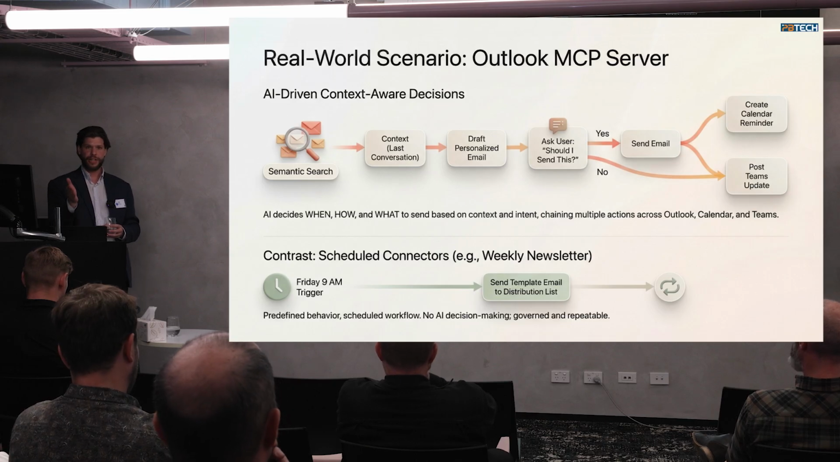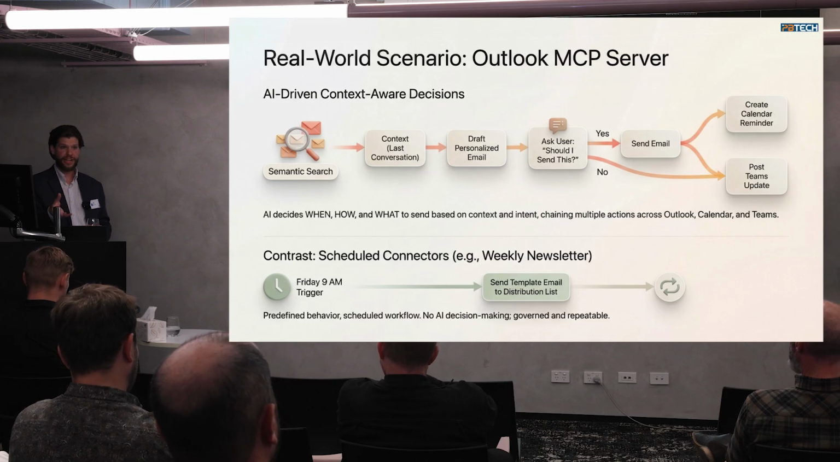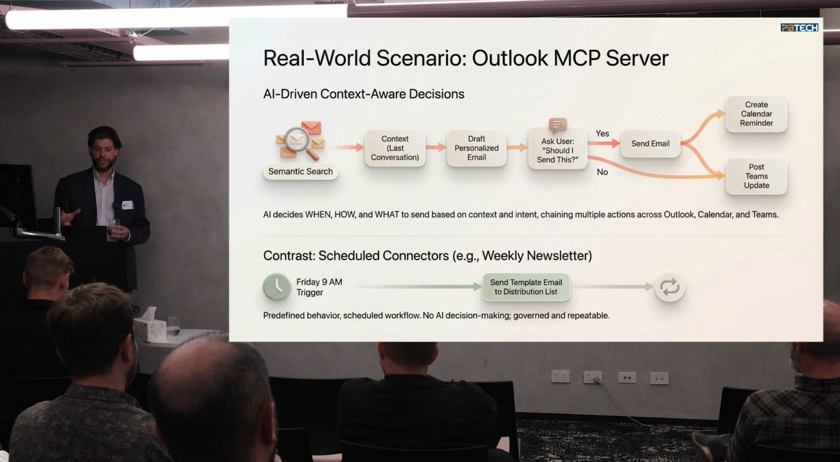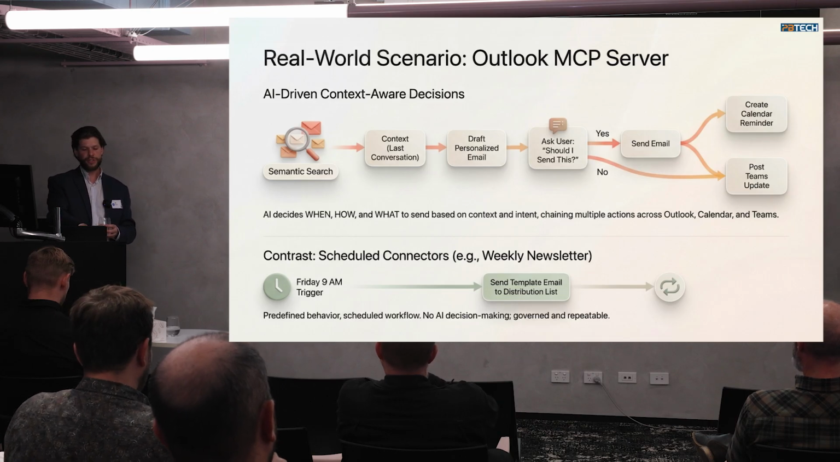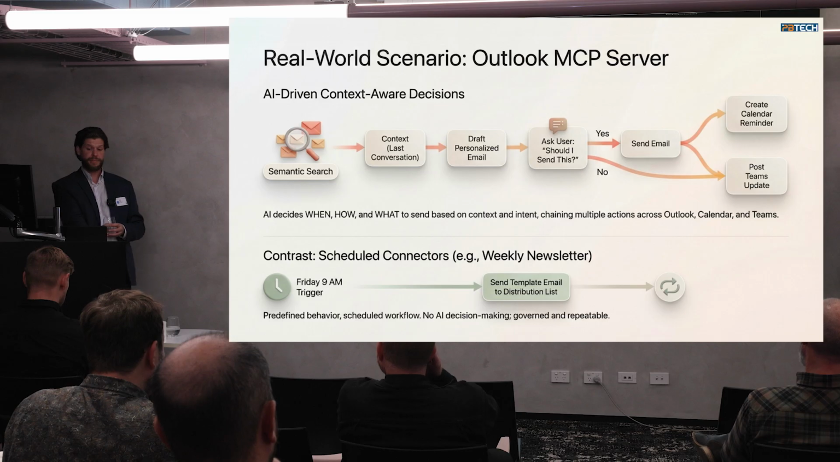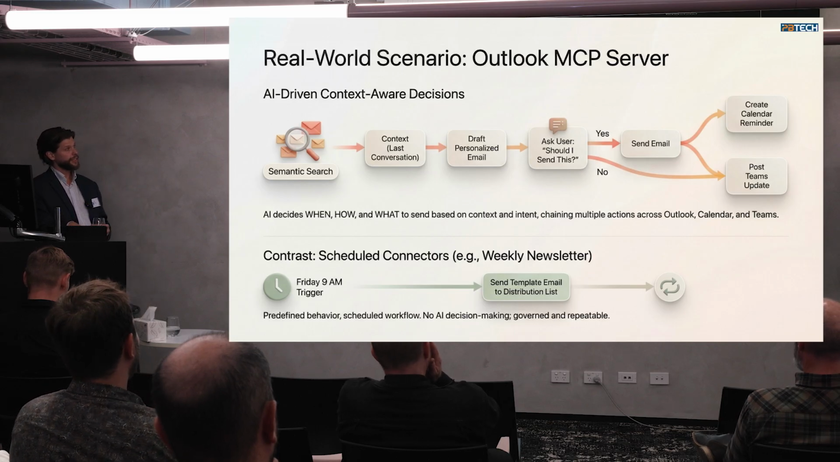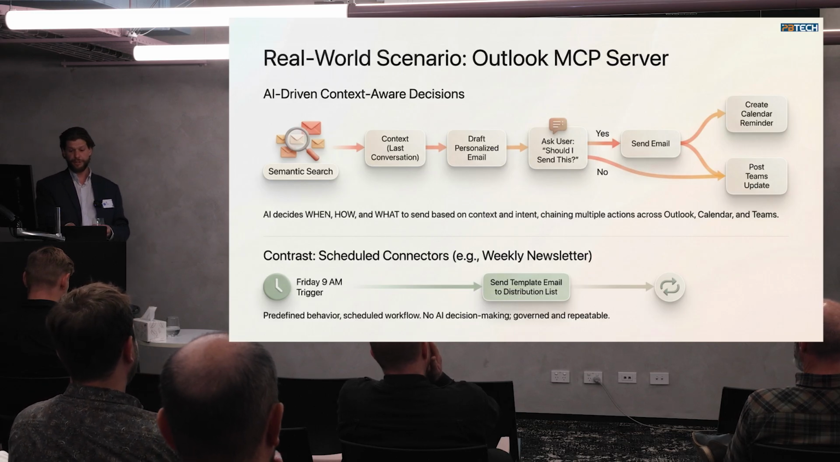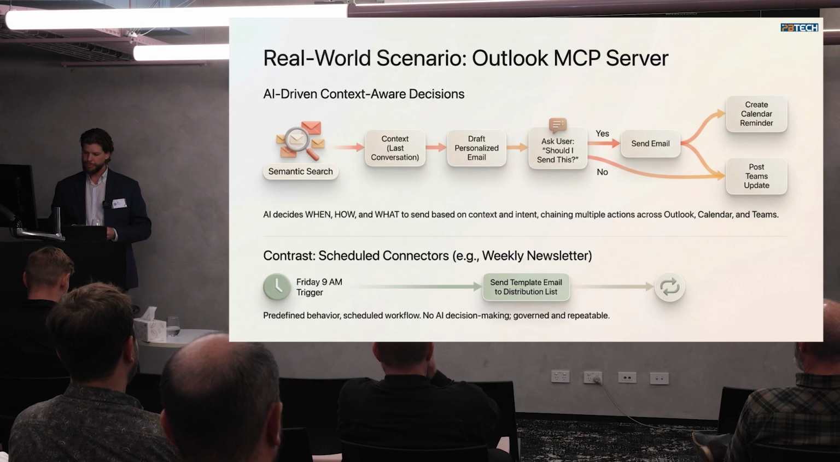So you can see here it does semantic search. So it isn't just doing a query on an email. It can use the power of AI, semantic search, does pattern matching. Looks at all the previous conversations. It can then draft the email. Then it can go back to the user and say, shall I send this to them? And then get their approval.